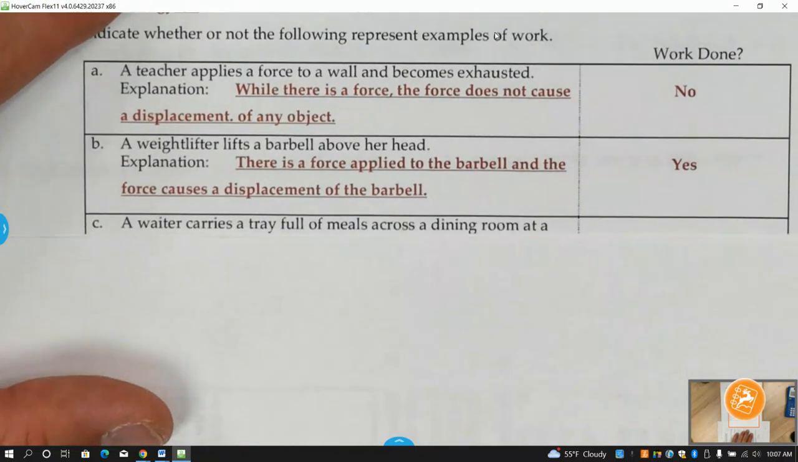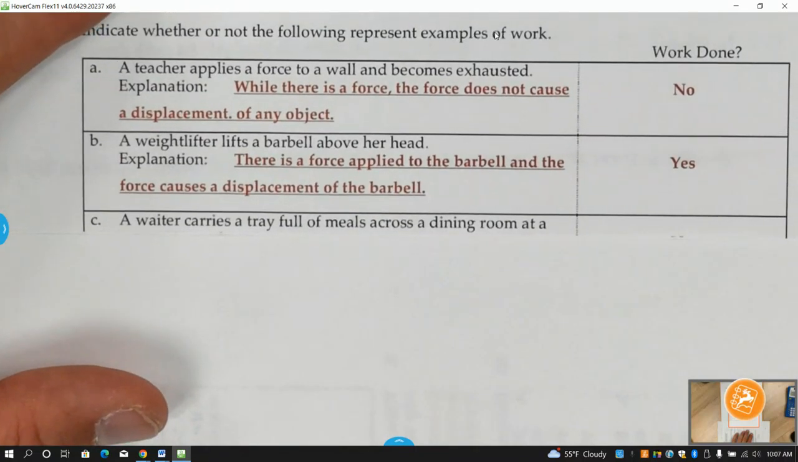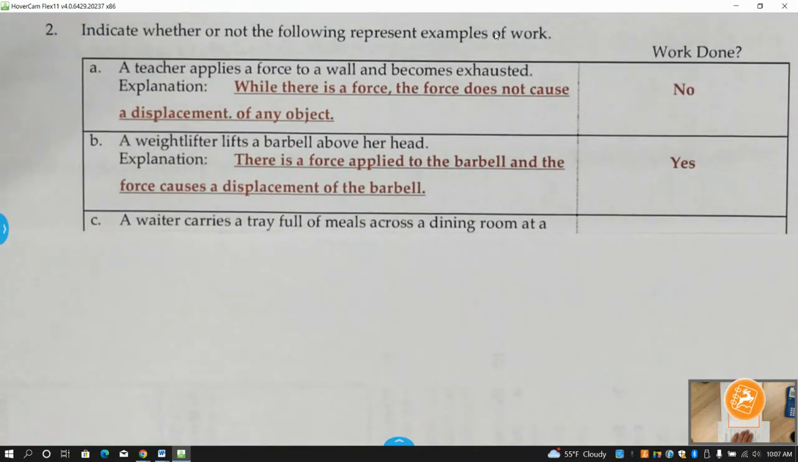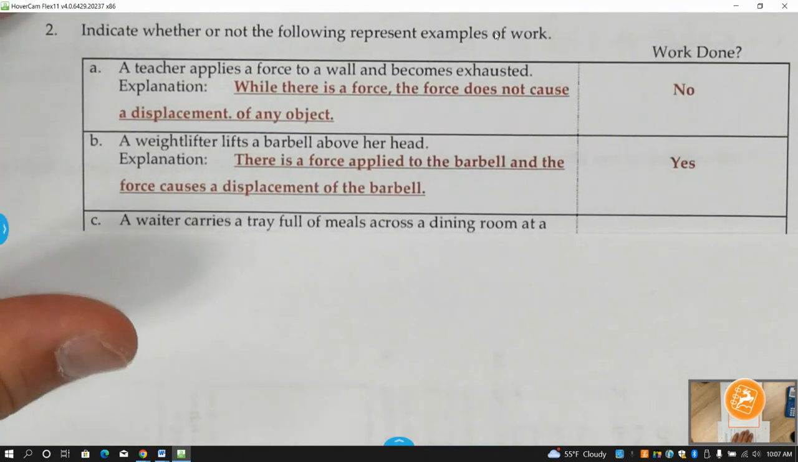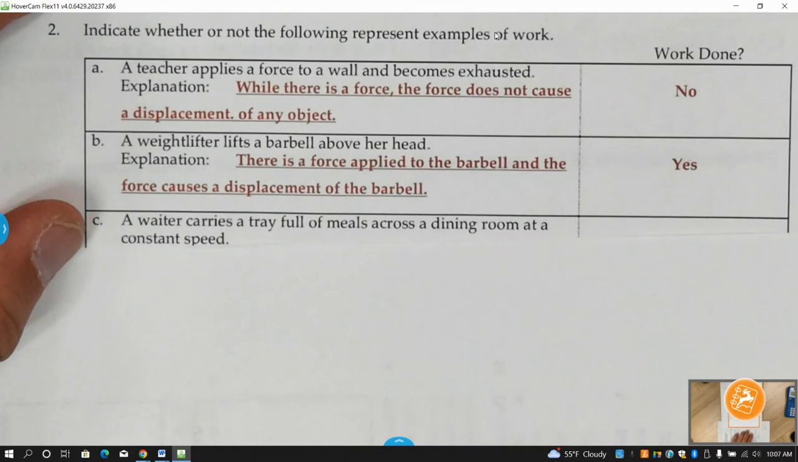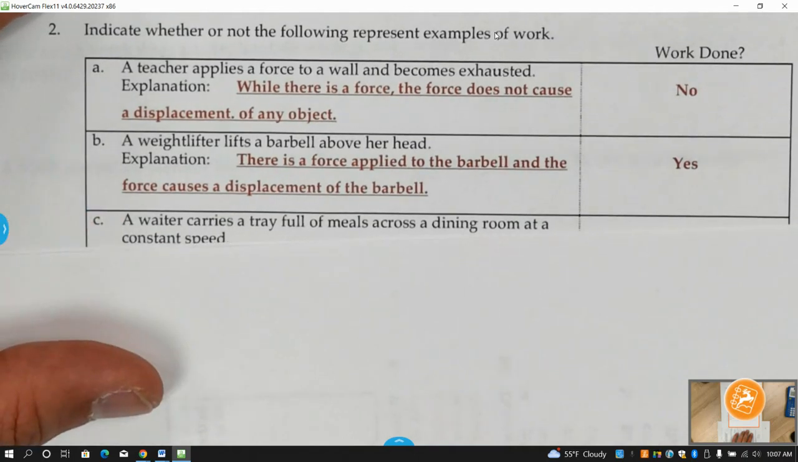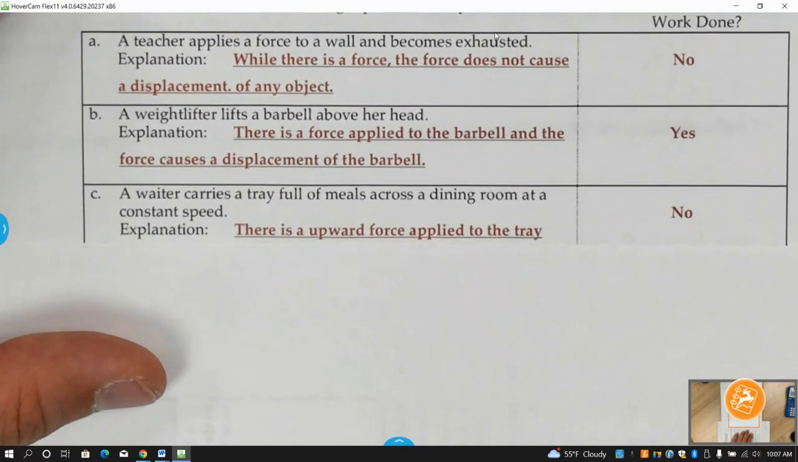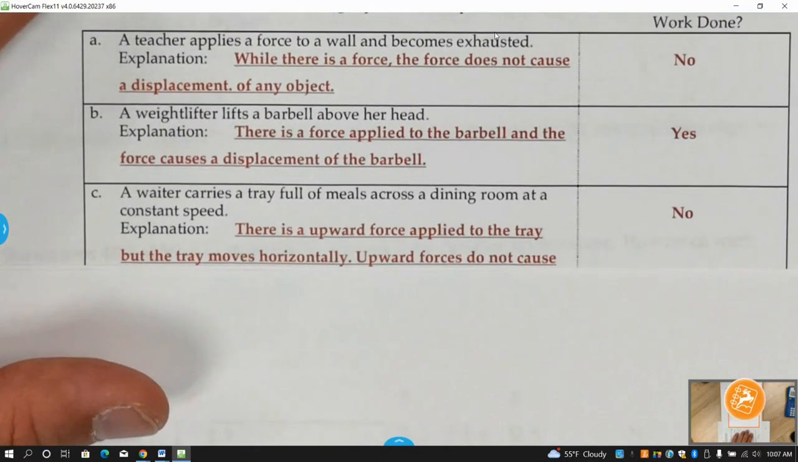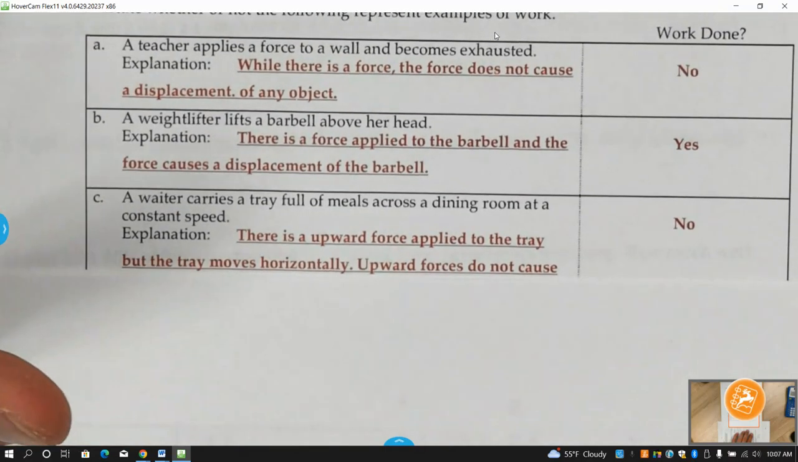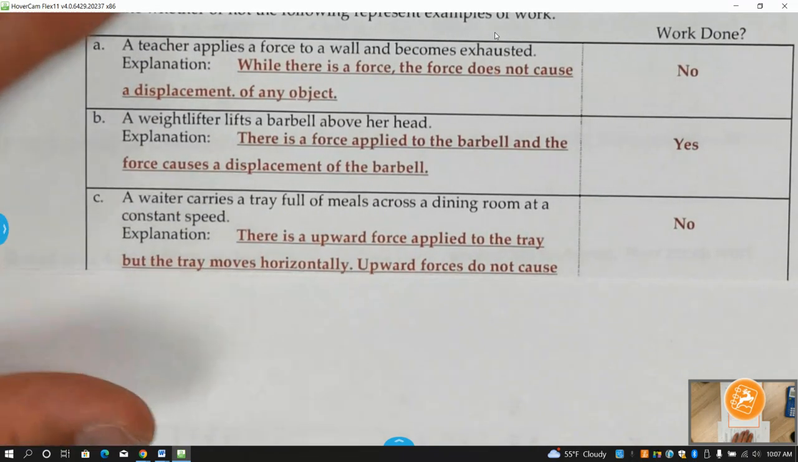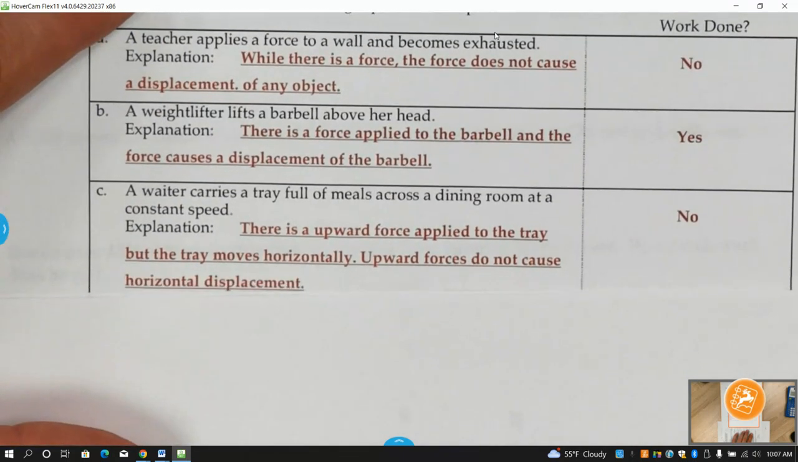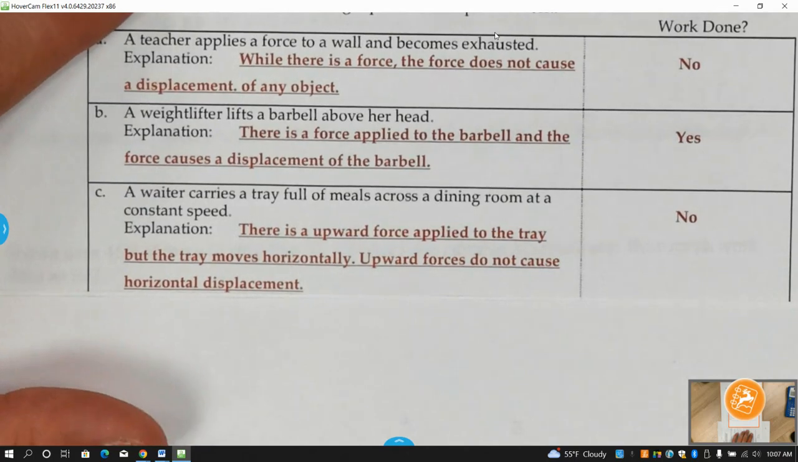I think I kind of helped you guys with this one earlier because I think they did this as an example. A waiter carries a tray full of meals across a dining room at a constant speed. No, very good. Why? Well, you're applying an upward force, but it moves horizontally. Upward forces don't cause horizontal displacement.